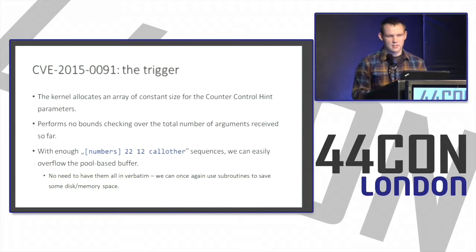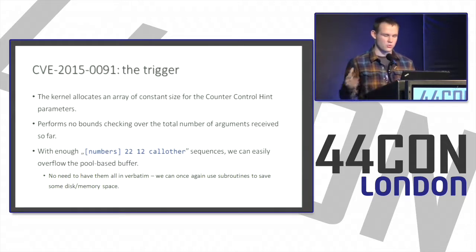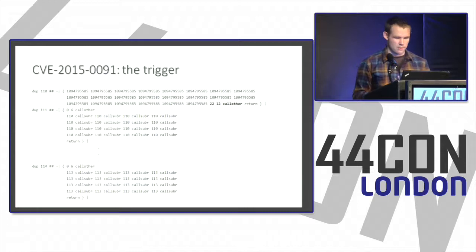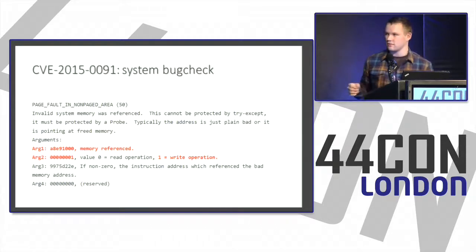The kernel basically just allocated a constant-sized array for those counter control hints and didn't perform any bounds checking over the actual number of integers that you tried to write to it. So with enough sequences of the one that you can see here, you could overflow the buffer with any data you wanted and any size you wanted. For example, here you can see nested subroutines calling each other in order to have many 414141 bytes written outside of the allocation, resulting in the following bug check.